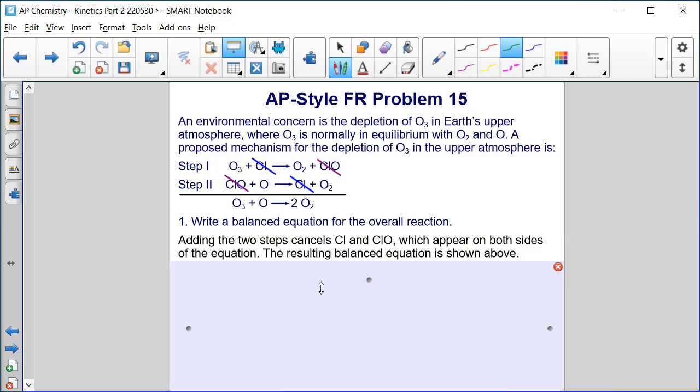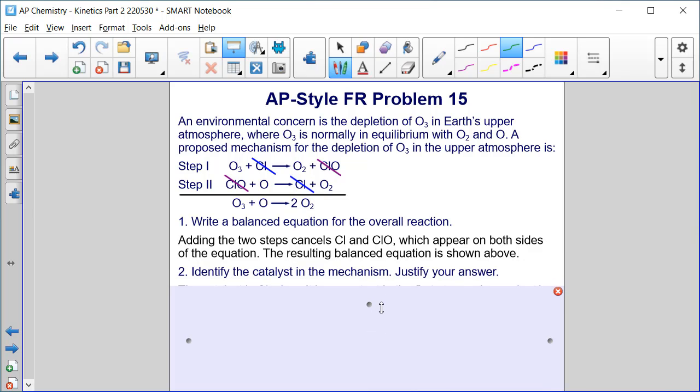All right, so first we're asked to write a balanced equation for the overall reaction. So we can add the two steps together to cancel out the Cl and the ClO, which appear on both sides of the equation, and the resulting balanced equation is O3 plus O produces 2 O2.